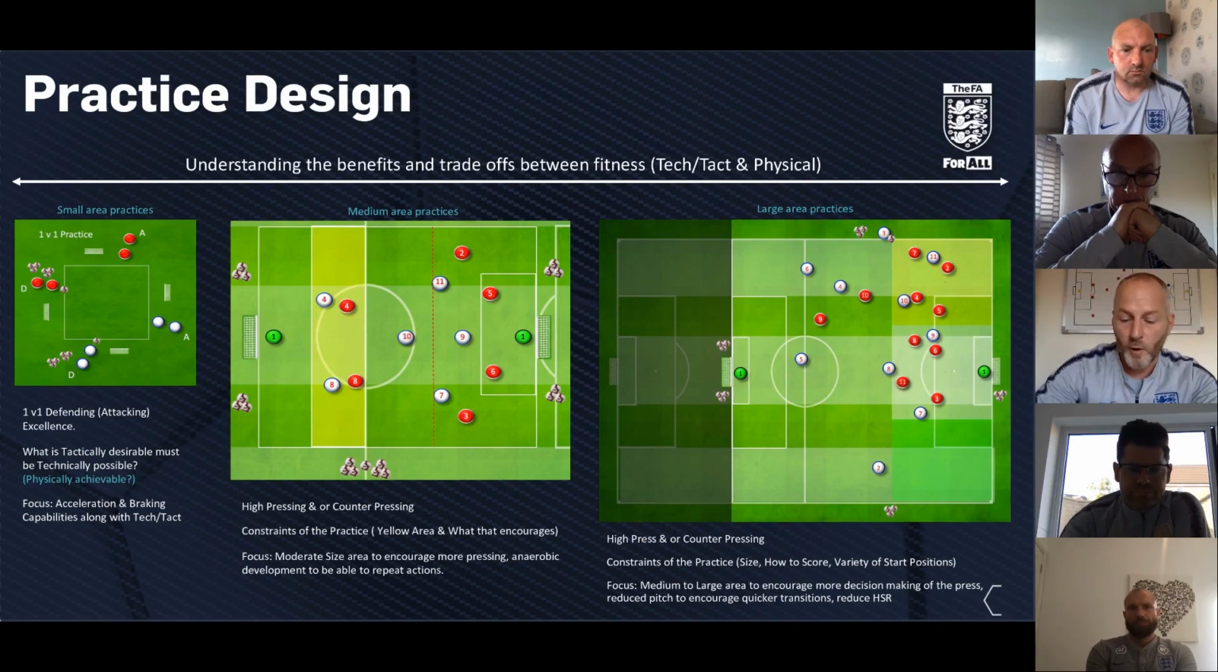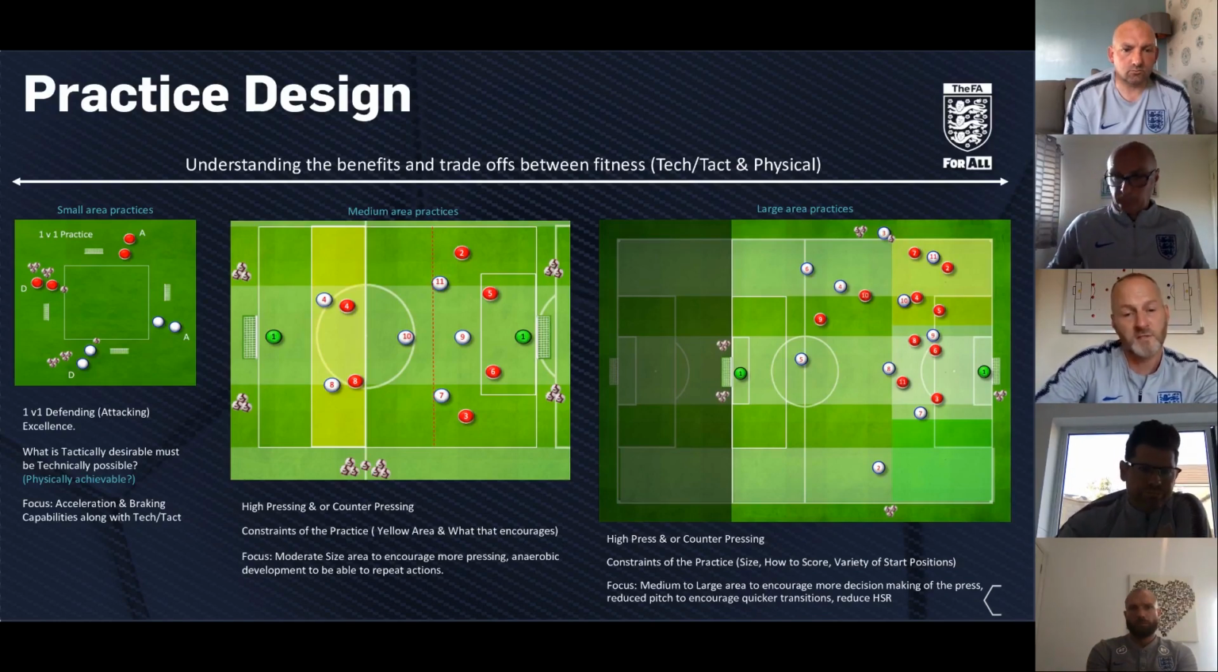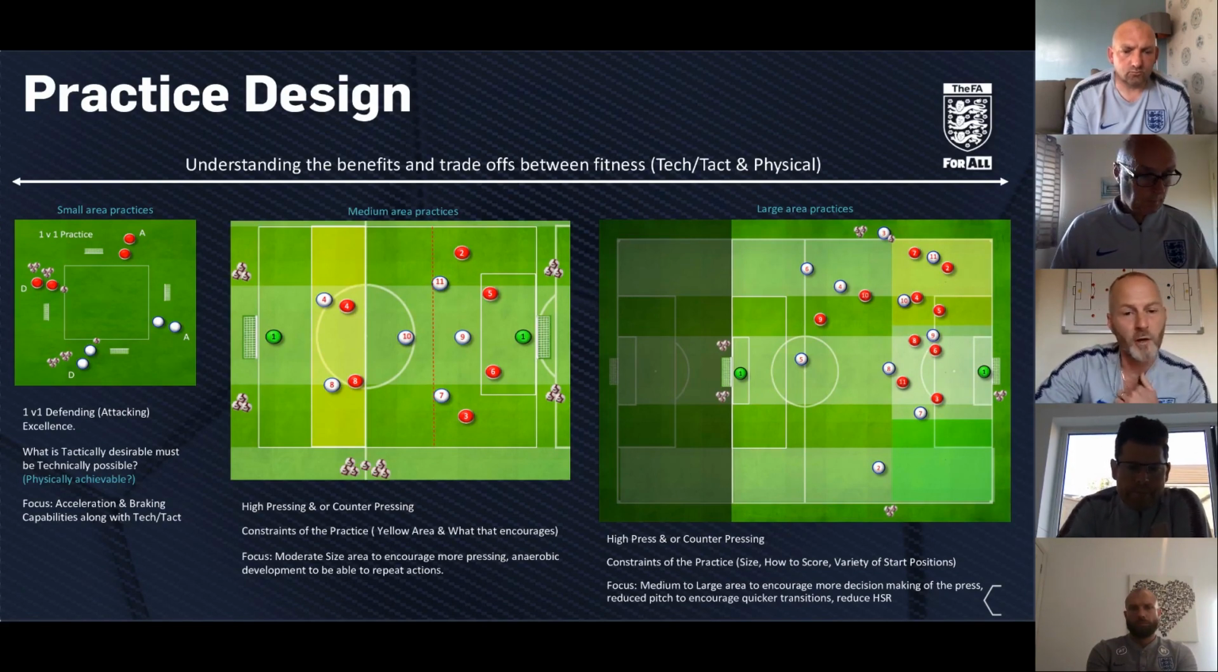Then also what you might want to consider, if you want to encourage even more high intensity runs, is that if the whites can win the ball back in the opposition's third and score, they get more points.